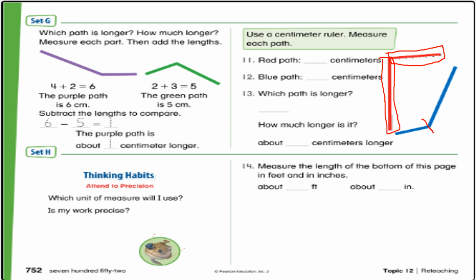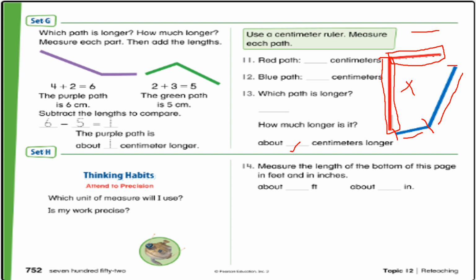Likewise, you will do the same for the blue path. First measure this part, and then measure this part, and then add the lengths to find the total length, and then you will see which one is longer by doing subtraction. Very good, and write here which path is longer, red or blue.